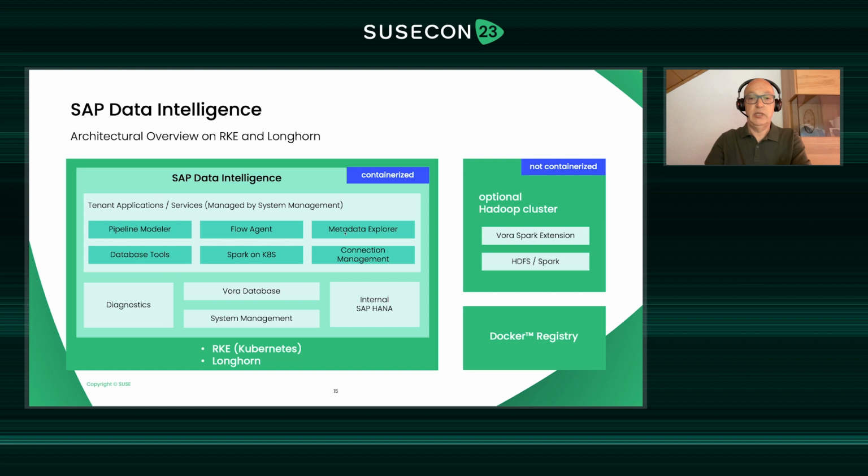For a fully functional SAP Data Intelligence deployment, an external private Docker registry is needed. Here, the installation images are stored as well as the container images created by the applications like the pipeline modeler in SAP Data Intelligence.